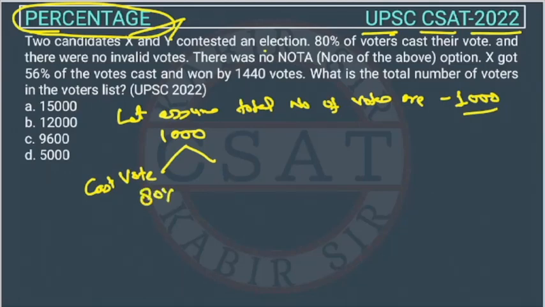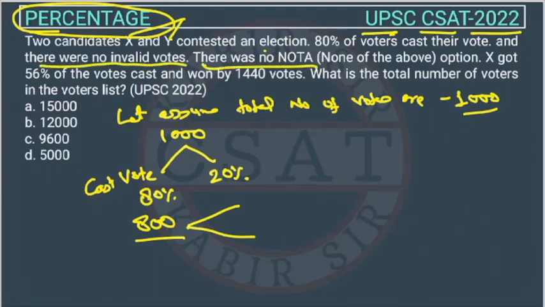80%, right? And 20% are not voting. So 80% of 1000 will be 800, right? So these people cast their vote. Now out of these 800, there is no NOTA, so no votes are getting cancelled, right? Because there was no invalid vote and there was no NOTA. So the vote is going either to X or Y, right?